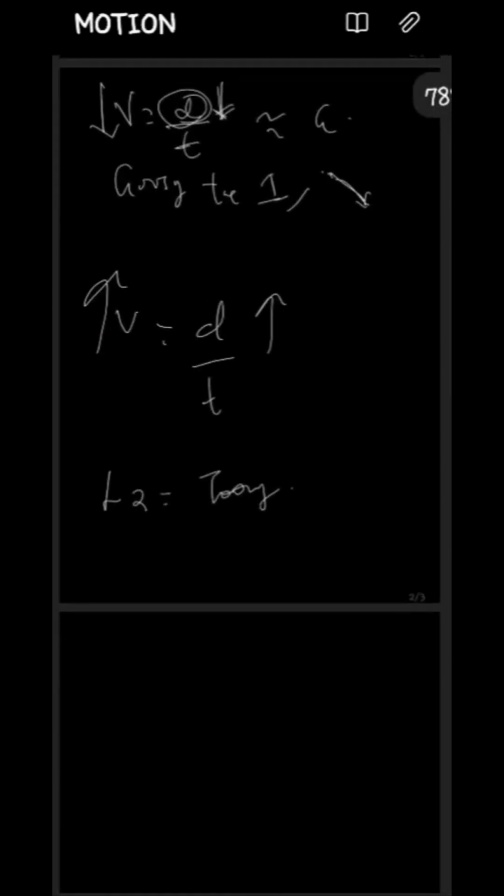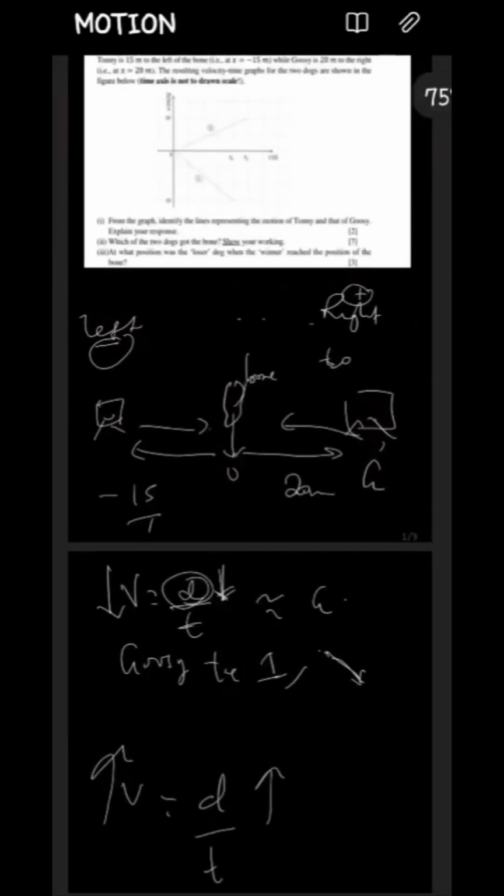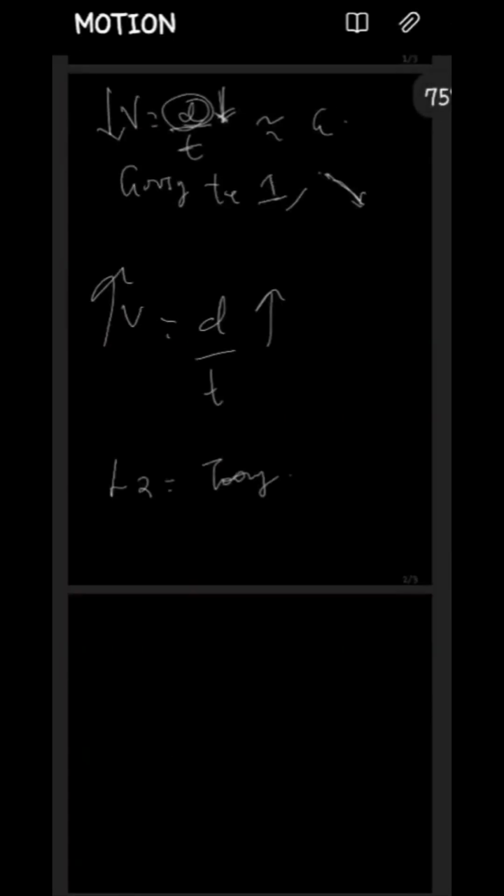That will be you identifying the lines representing Tony and Goosey and explaining your response. All right. Then for the next one, which of the two dogs got the bone? Show your working.